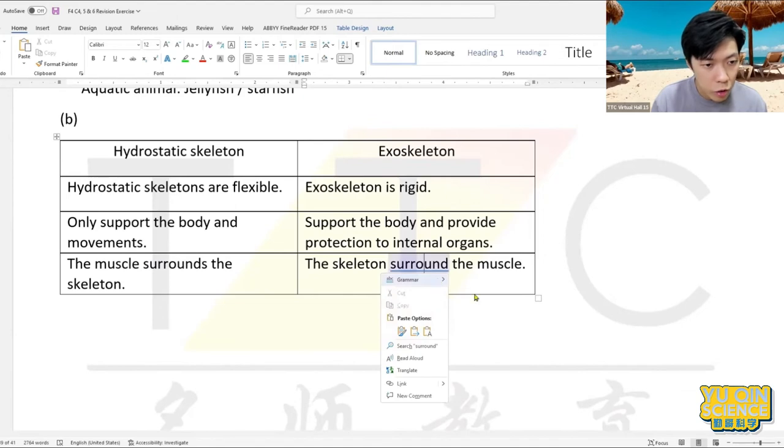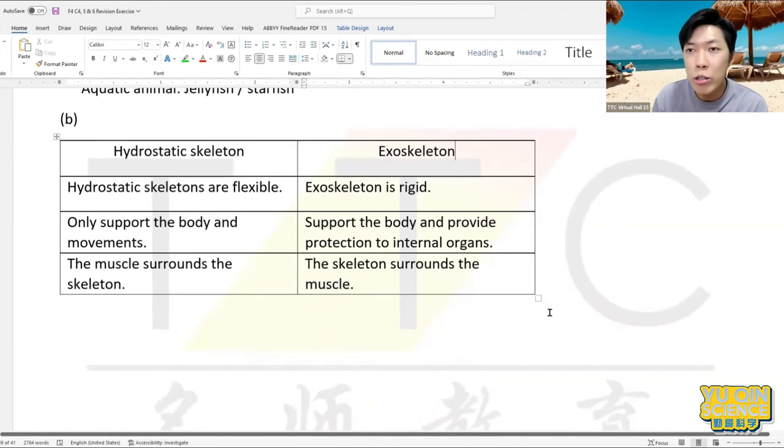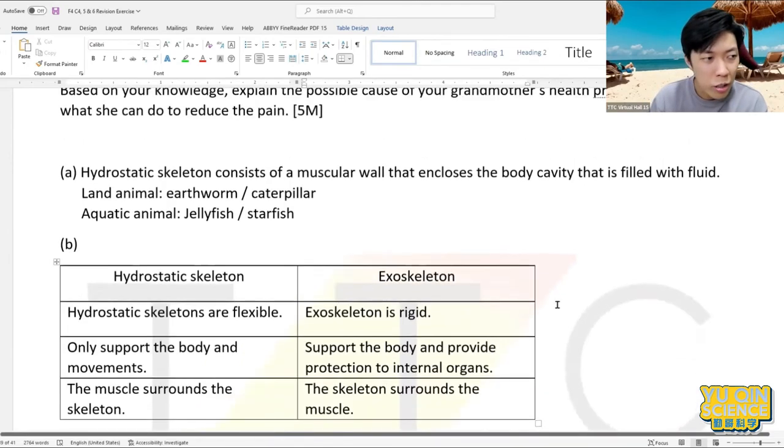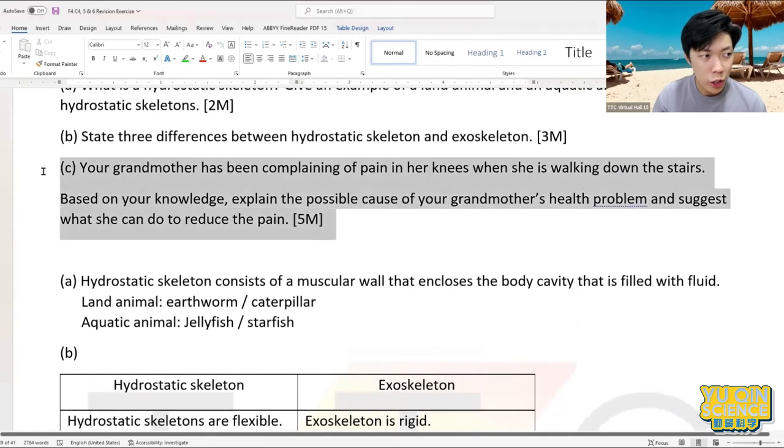Like that, draw a table. That's the best way to get full marks, because it's easier to look at and easier to find points. You don't have to explain long, that doesn't help. So do it this way. Okay, all good. Shall we do question C?